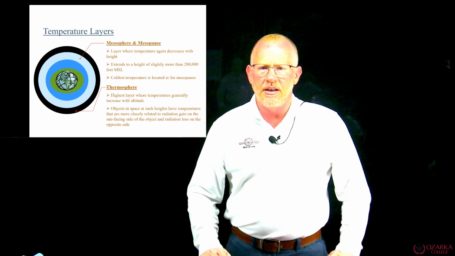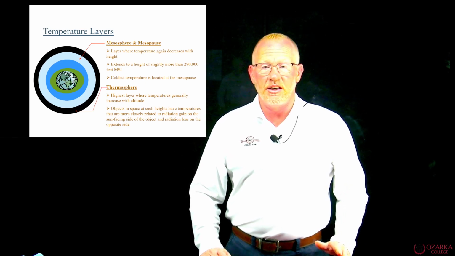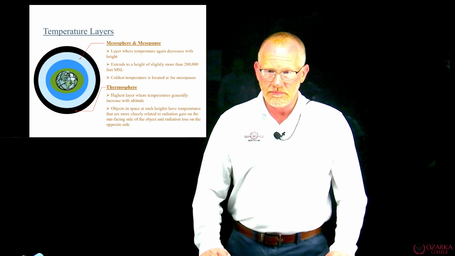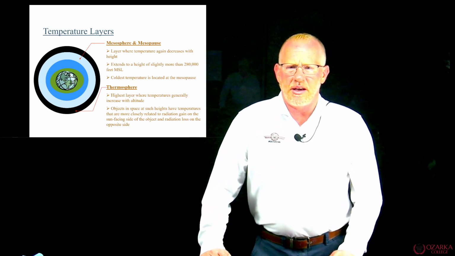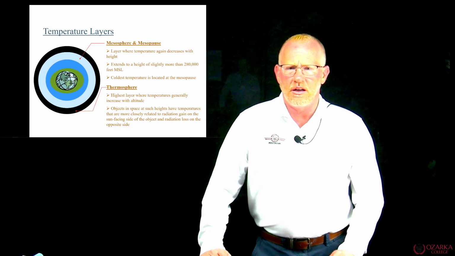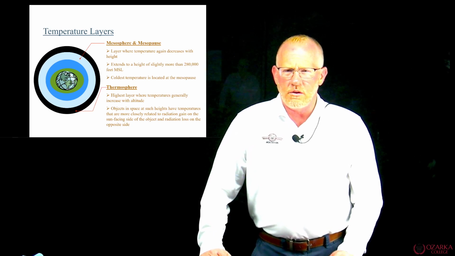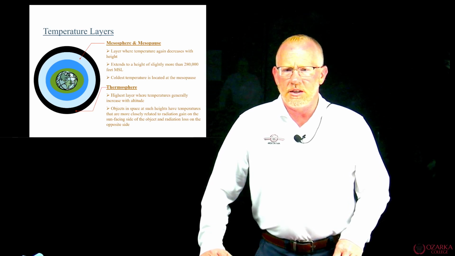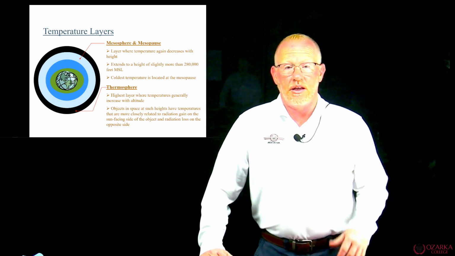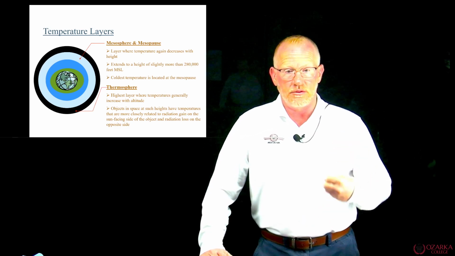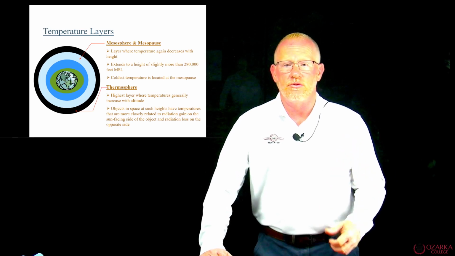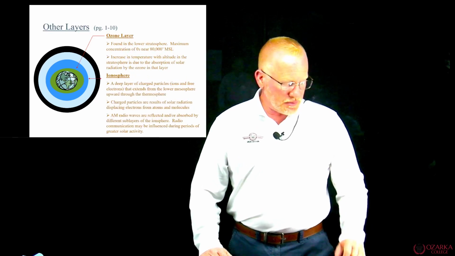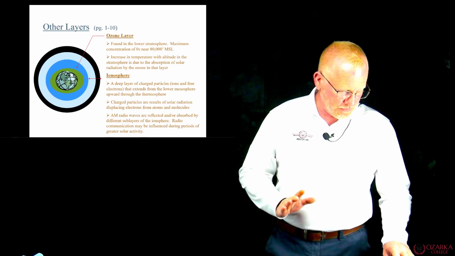Now this is the height layer where temperature again generally increases with altitude. Objects in space at such heights have temperatures that are more closely related to a gain in temperature through radiation. Okay, at these higher elevations, you're getting more ultraviolet sunlight and things of that nature, so therefore the temperatures will be higher. All right. So let's pause here just for a second.